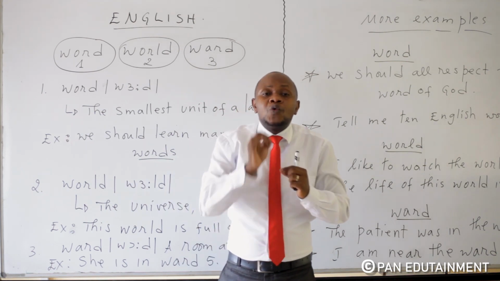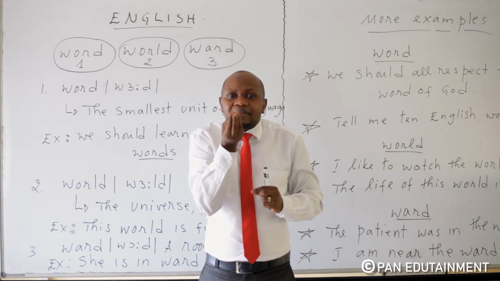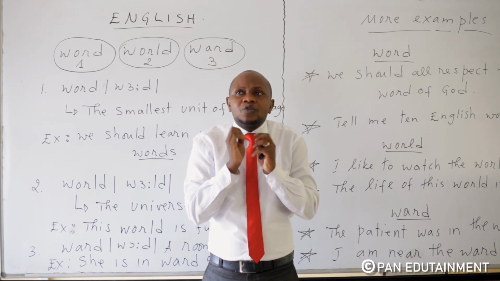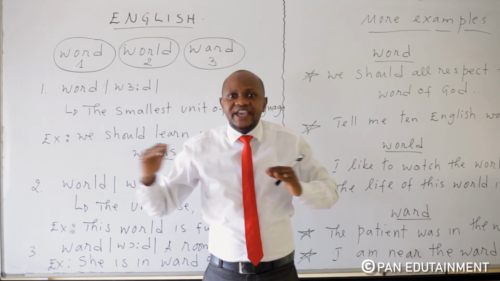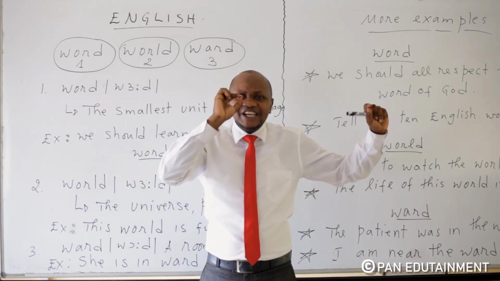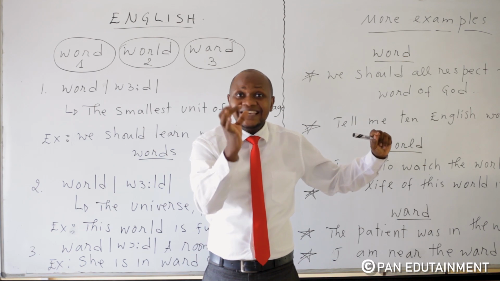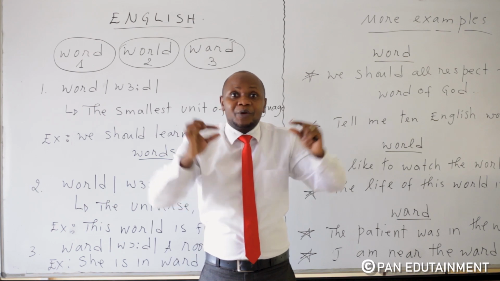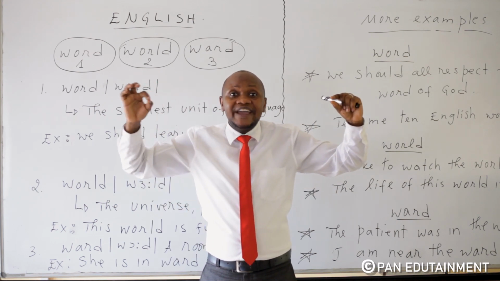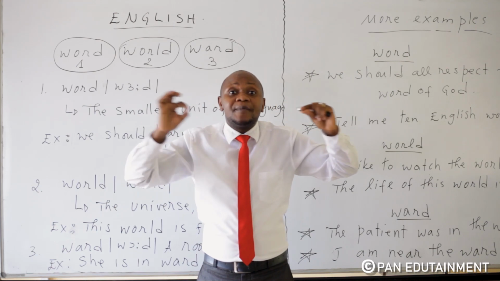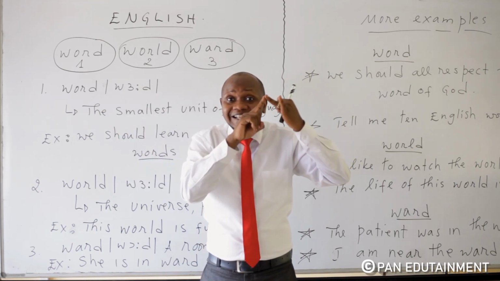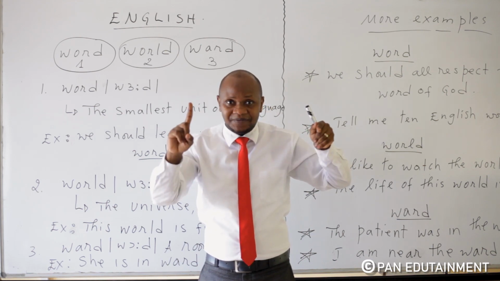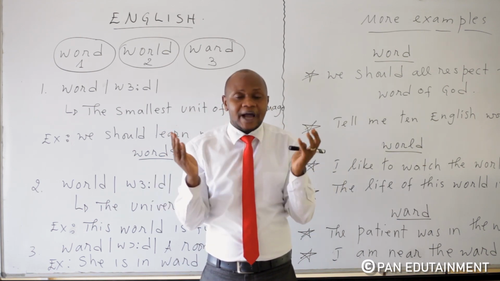When you are uttering or pronouncing one word, let's say, she is going. She, that is a word. Is, that is a word. Going, that is a word. So our sentence, she is going to the hospital, is made of six words. She is going to the hospital. Then these are words.